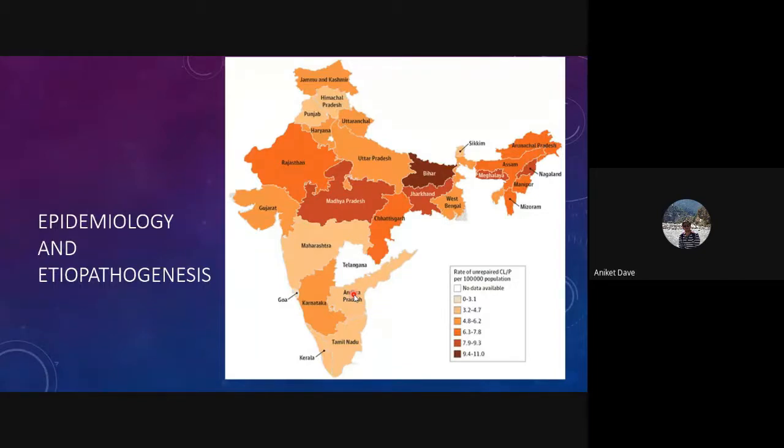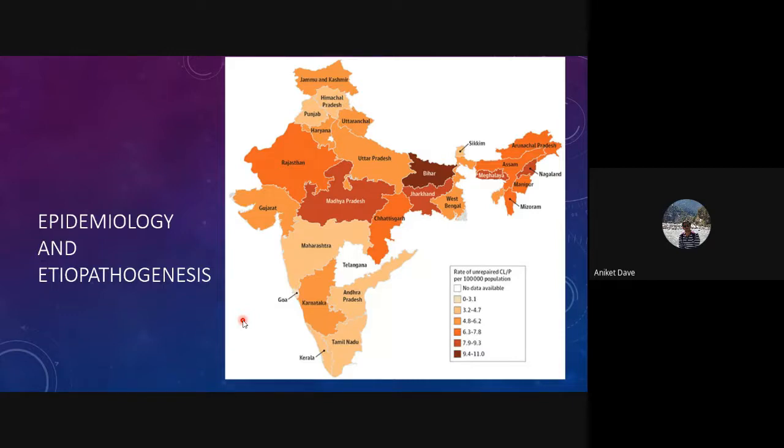Now, coming to the epidemiology and the presence of this problem, if you have a look at this map of India, you'll see that this map is showing the number of people who are living with unrepaired cleft lip and palate in India by each state. Rajasthan has around 7 per 1 lakh population of people living with unrepaired cleft lip and palate. And if you extrapolate that to the population of Rajasthan, which is around 7 crores, around 5,000 people are living with unrepaired cleft lip and palate in Rajasthan alone.